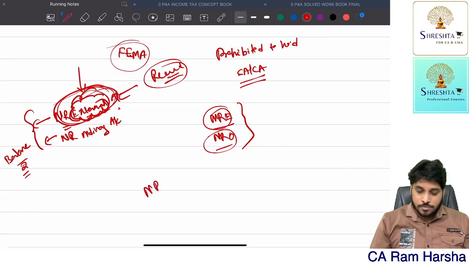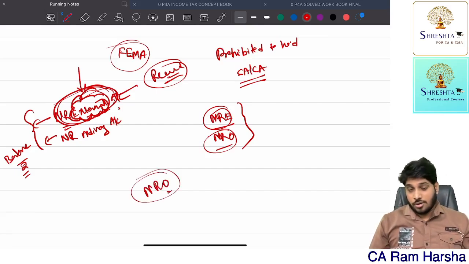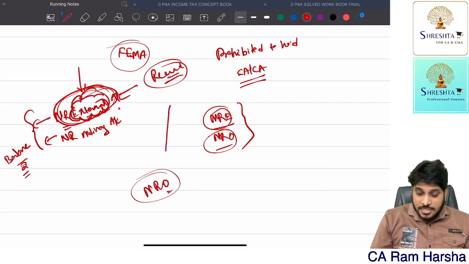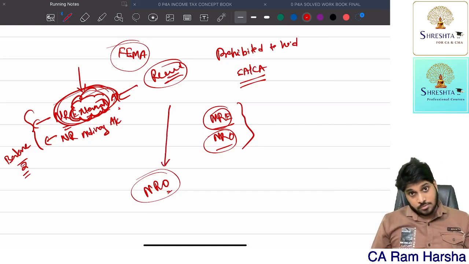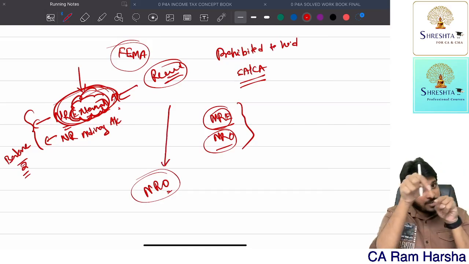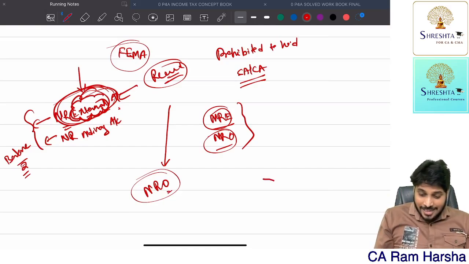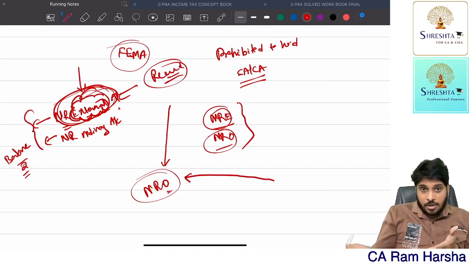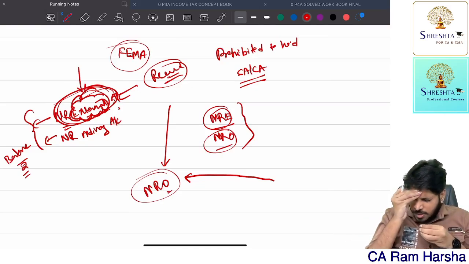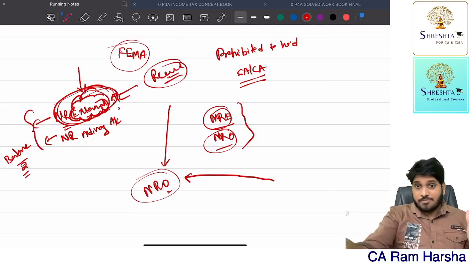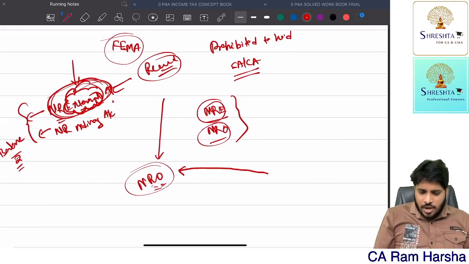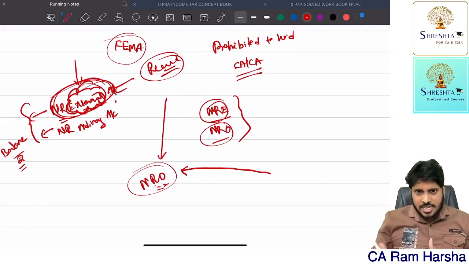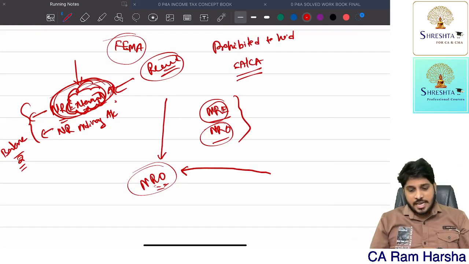What is NRO? In NRO, if you are getting foreign income, you can receive it directly into NRO. Not only that, Indian income can also be received in NRO. Suppose locally you have some house property and that person wants to pay rent. You can collect it in NRO happily. In NRO, you can collect domestic income as well as foreign. Both incomes you can collect in NRO.